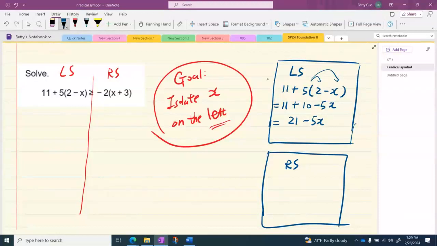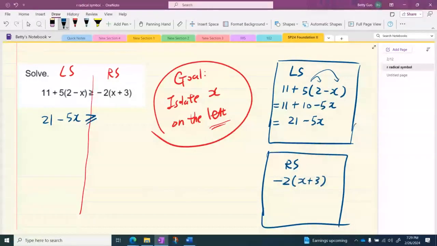So after we simplify the left side, apply the distributive property, remove the parentheses, combine like terms, we have 21 minus 5x. So far, on the line we bring down, we don't change the inequality symbol. On the left side, we have 21 minus 5x, bigger than or equal to. On the right side, let's simplify the right side. The entire right side is negative 2 times the parentheses x plus 3.